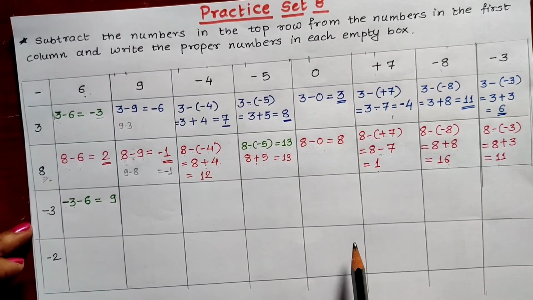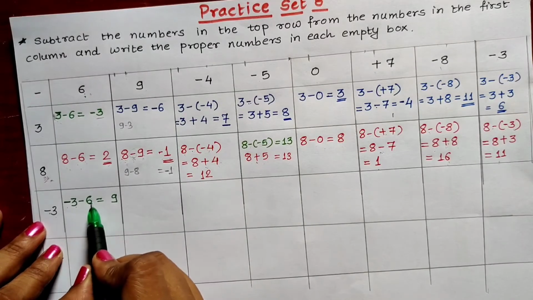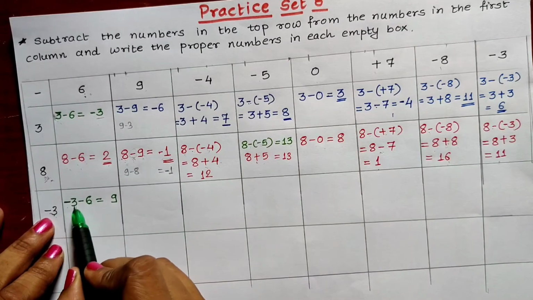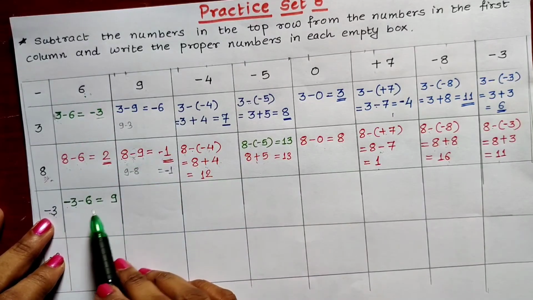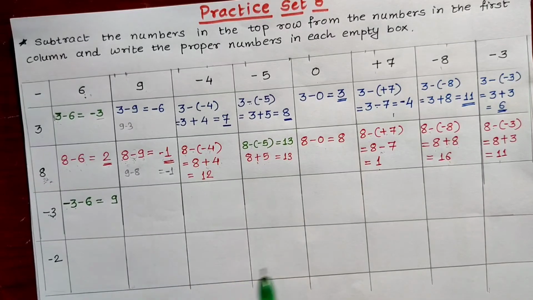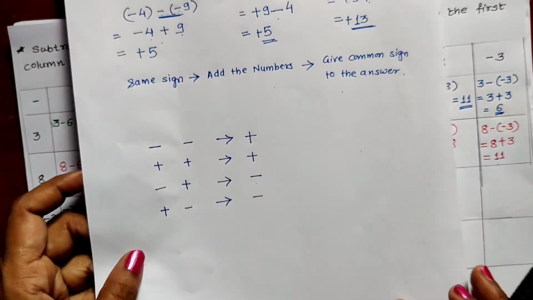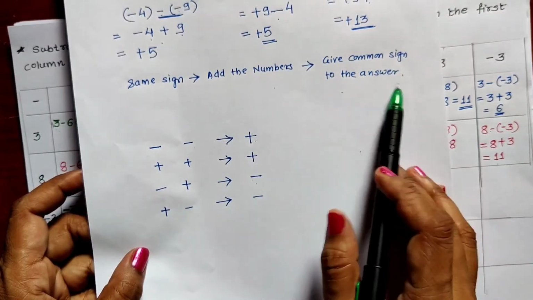Okay. Now let us go on to the next column. Here we have done minus 3 minus 6. This minus 3 as it is we have to write, and we have to subtract this 6 from minus 3. Minus minus, both numbers are having the same sign. When the same sign is there, what should be done? Same sign, add the numbers, give the common sign to the answer.